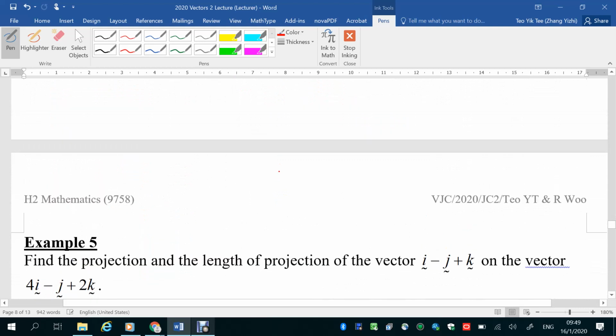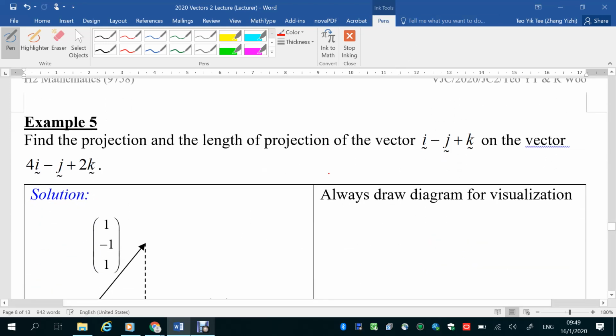Okay, so let's try one example numerically. What you have to do now in example 5 is find the projection and the length of projection of one vector onto the other vector. When you have a question like that, please read carefully: who is projected onto whom? Don't do it the wrong way. I want you to project this onto the other one. Who is the upstairs, who is the downstairs? Please identify properly.